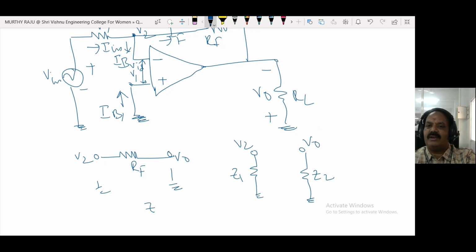The value of Z1 is equal to RF by 1 minus A. The value of Z2 is equal to RF A by A minus 1.